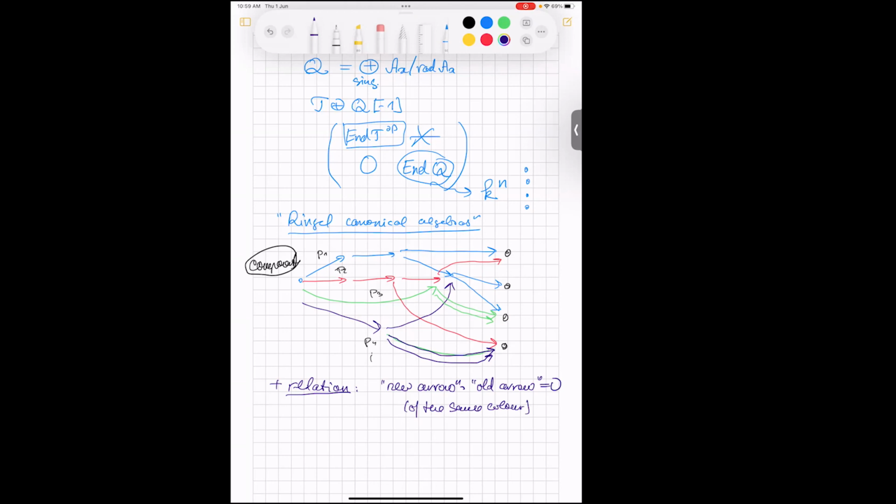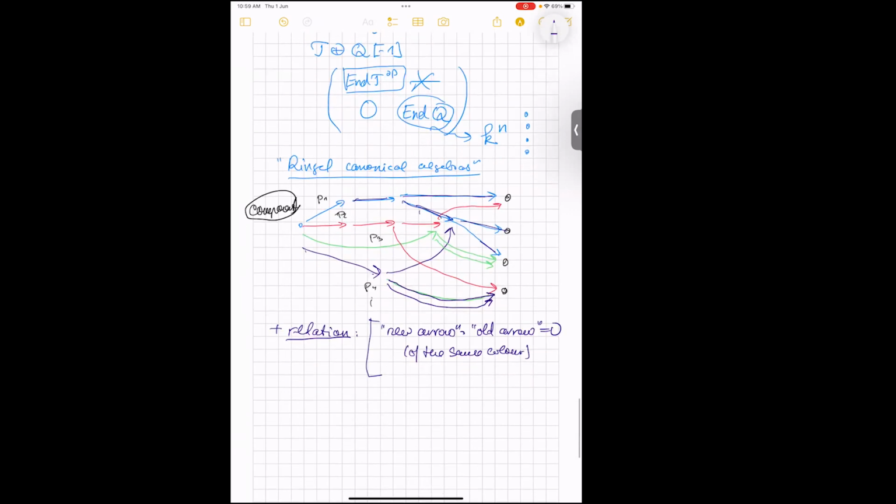For instance, this product is 0, this product is 0, this product is 0, and so on. The product of this arrow with both these arrows is 0, and so on. So this is our tilted algebra. And again, we have that the derived category of X tilde is equivalent to the derived category of this algebra.